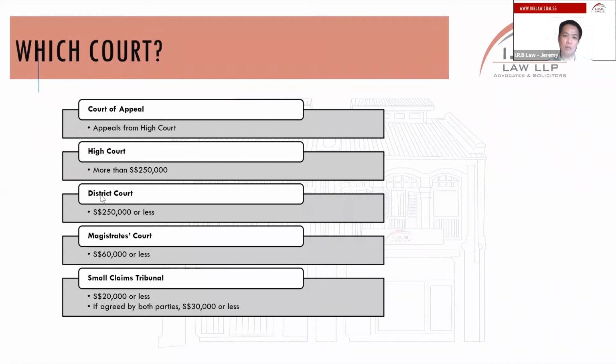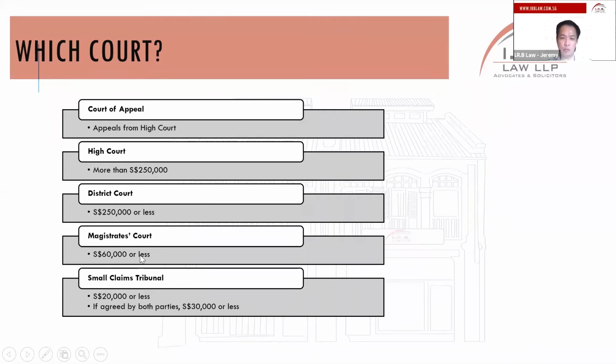So as the amounts go up, you go up the seniority of the court: district court, high court, court of appeal. The main difference is in the complexity of the matter and the size of the dispute. For example, disputes relating to company directors and things like that, you can only hear it in the high court. But for debt recovery, you just go on the numbers here.